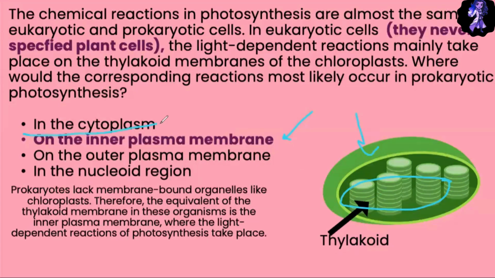It's not going to be in the cytoplasm because that's not a similar structure. It's not going to be in the nucleus. It's not going to be in the outer membrane because that has nothing to do with conversion of light. And just to go back to the nucleus, the nucleus just basically is the brains of the cell. It's not going to specifically have light-dependent reactions. So the best fit answer for this question is the inner plasma membrane.